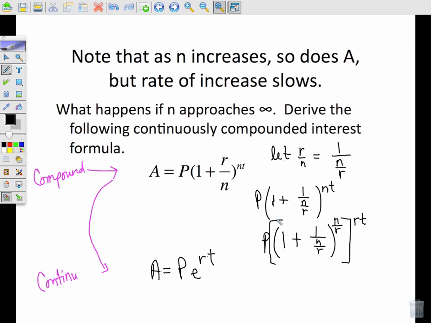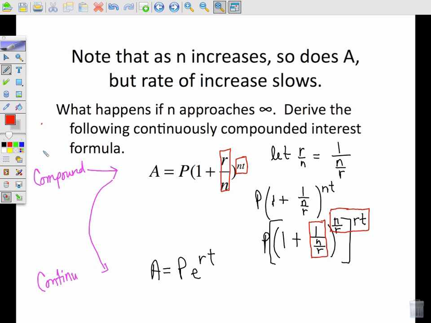All right, let's see what this does for us. The only thing that I've done is I've replaced here. Let me just go back here and explain what I've done. I have replaced the R over N with 1 over N over R. And I've replaced this power of NT with power to a power right here. And this power to a power would still multiply to get to NT. So I haven't changed anything, just a different way of writing it.